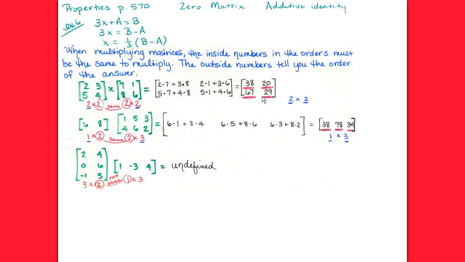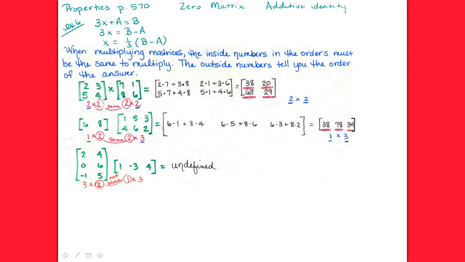So for instance, if I'm trying to find the answer that goes in the first row, first column, I'm going to multiply the first row in the first matrix by the first column in the second matrix. If I'm trying to figure out what goes in first row, first column, I'm going to multiply first row by first column. So I'm going to do 2 times 7 and 3 times 8. And then I'm going to add those two values. So 2 times 7 plus 3 times 8 is where we get that 38.